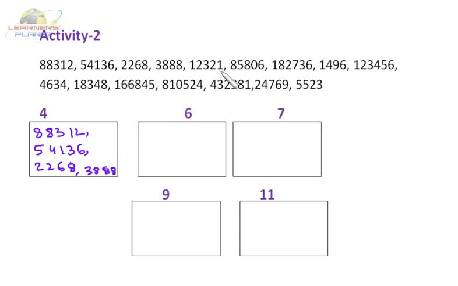Okay. Now in this case, the last two digits are 21. So it will not be divisible by 4. In this case, the last two digits are 06, which is not multiple of 4. So the complete number will not be multiple of 4. Okay. In this case, the last two digits are 36, which is divisible by 4. So the complete number will be divisible by 4. So just write it over here.